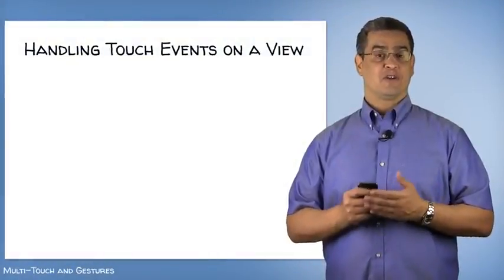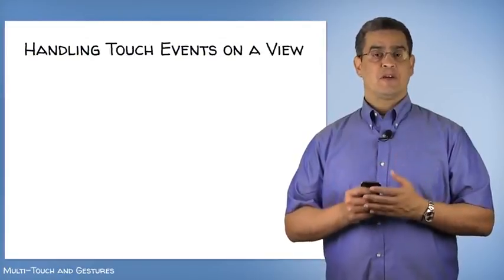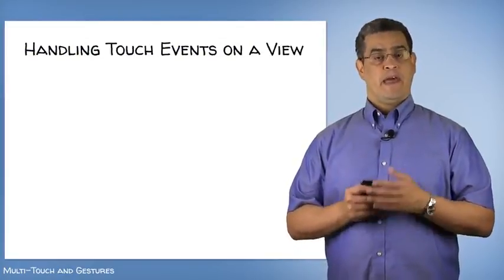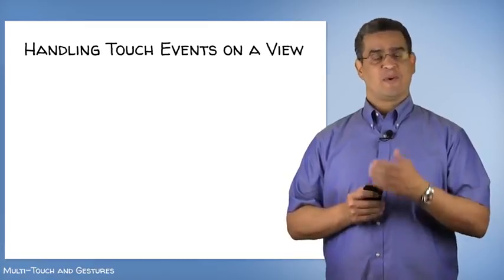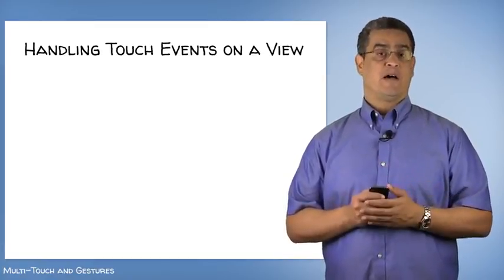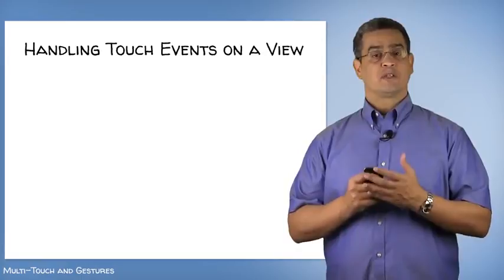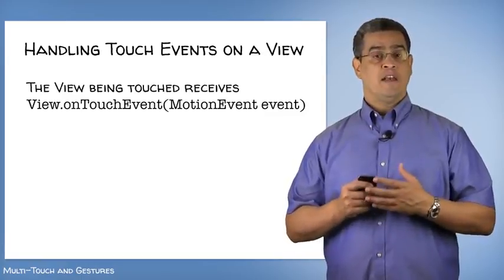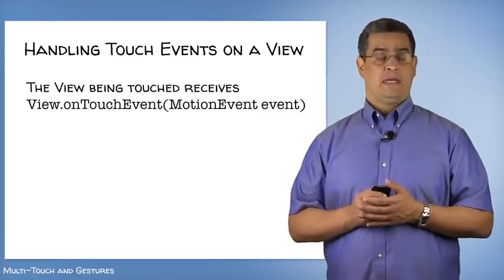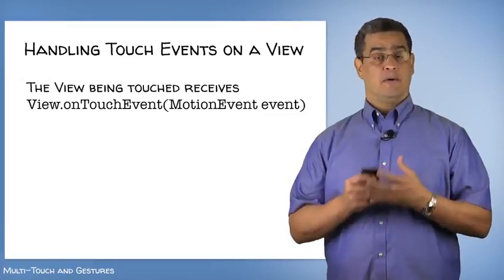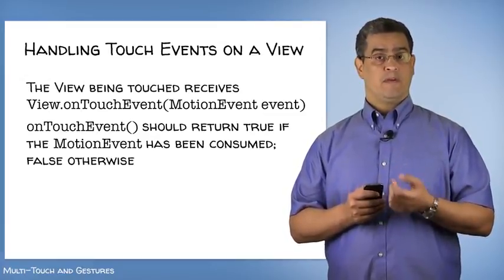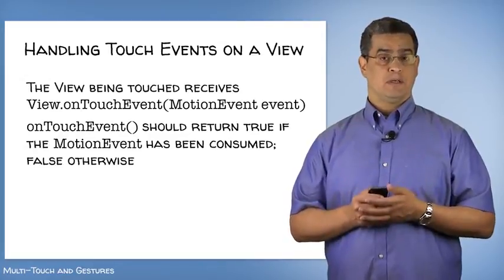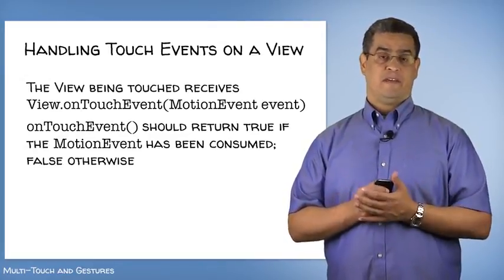When a touch occurs on a view, Android generates a motion event and then attempts to deliver that event to various objects, one of which is the view itself. Android delivers the motion event through the onTouchEvent method. This method can process the motion event and should end by returning true if the motion event has been consumed and false if it is not.